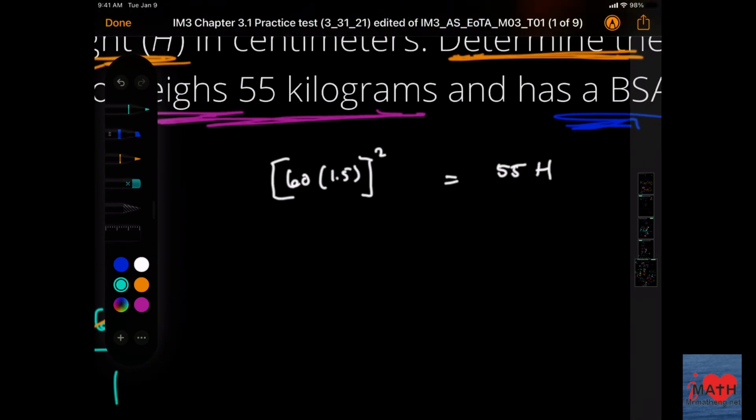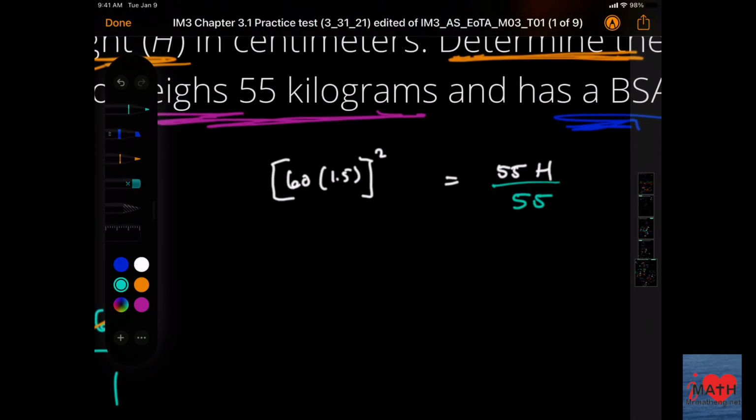Okay, now I just need to get rid of that 55. I'm going to divide the 55. Now, notice that 55 is not in the squaring, yes? So H is our answer. Let me take a picture of this, and I'll show you how I put it into the calculator.